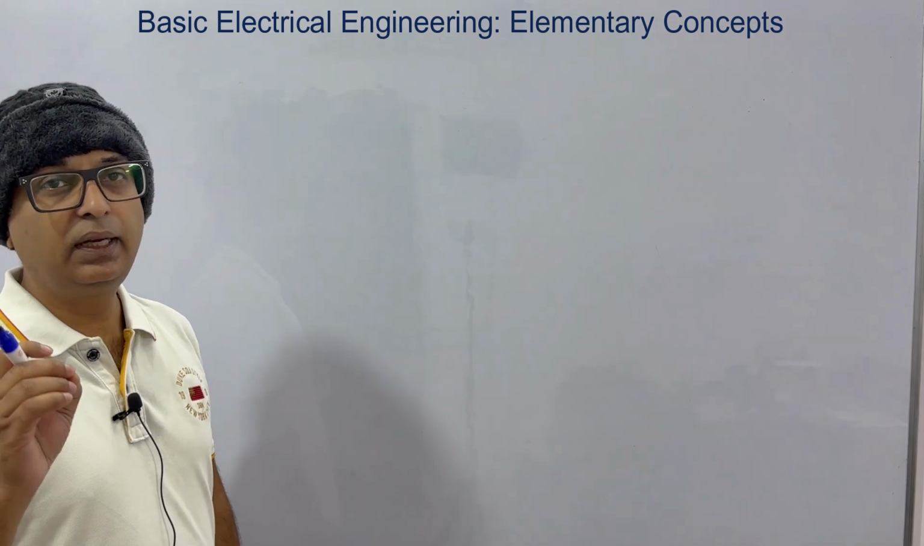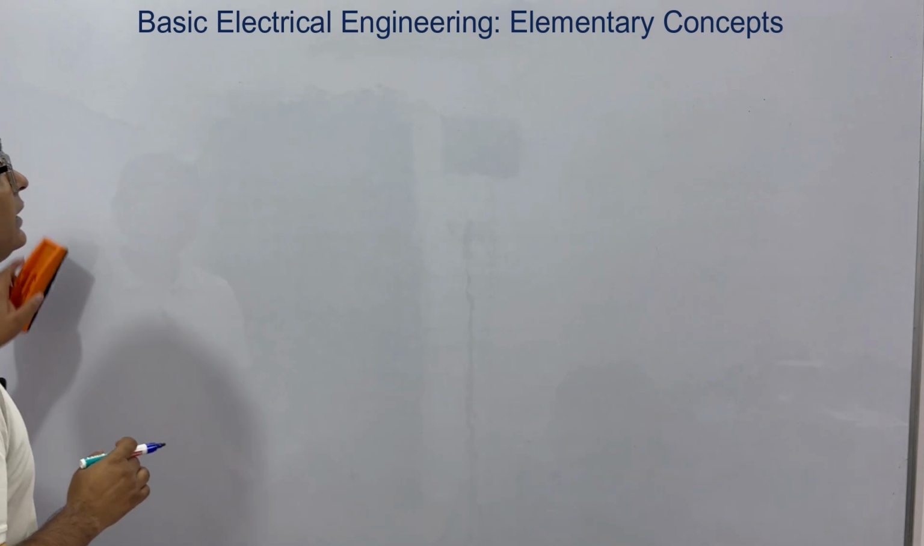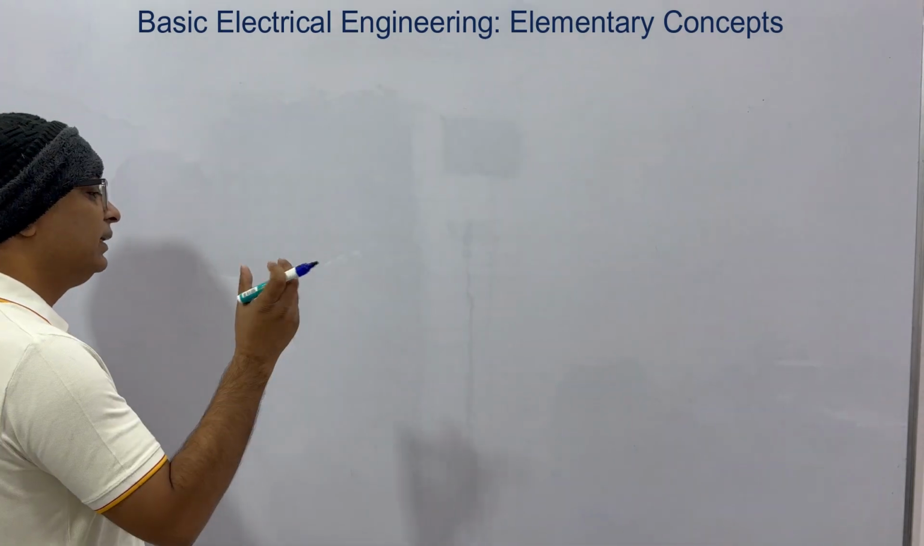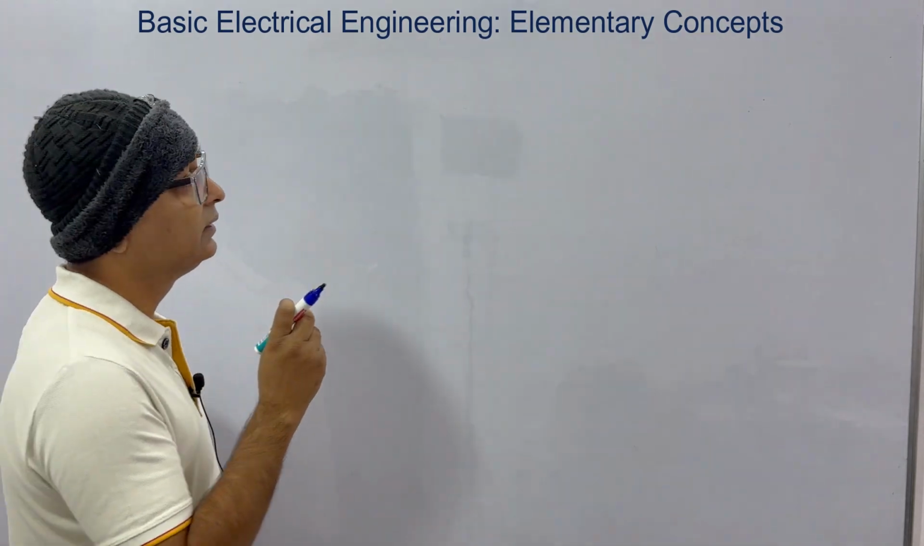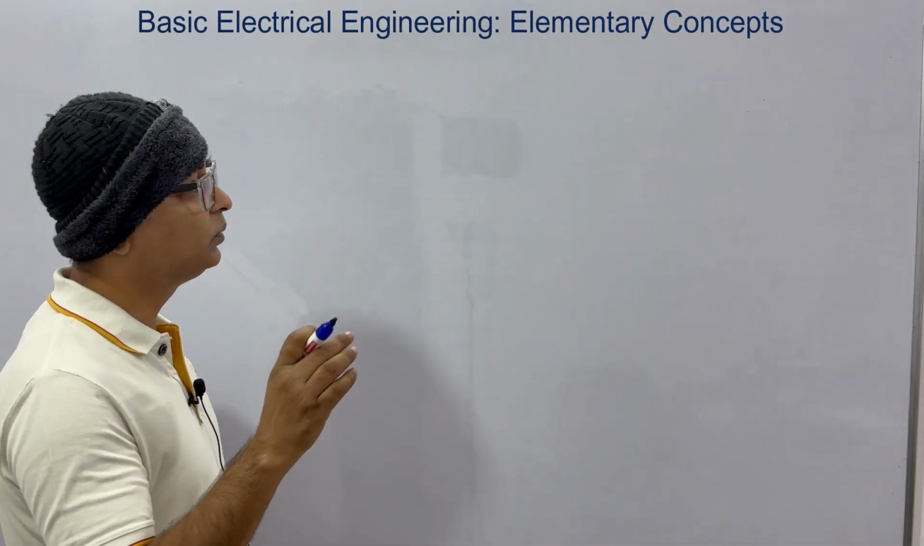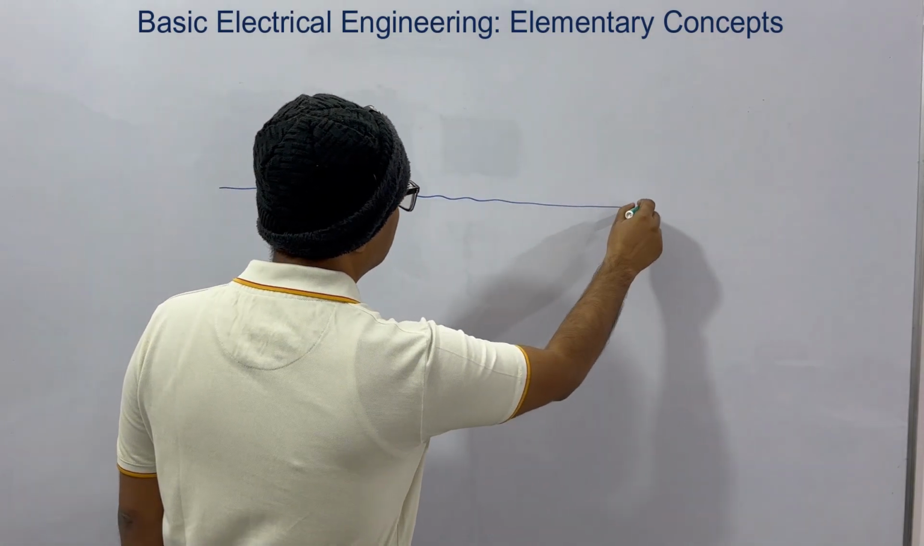Let's start with elementary concepts of electrical engineering. We have certain basic elements in electrical engineering. They are actually idealized models that can be represented and that can be mathematically analyzed. What I mean to say is, we may have a long wire.